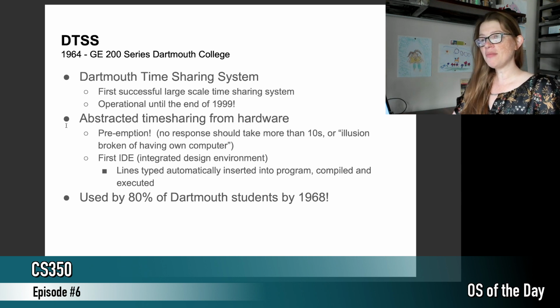When they were dealing with preemption, they wanted to make sure that any user sitting down at the computer would never have to wait more than 10 seconds for whatever request they had asked to be completed. Now, from a modern standpoint, 10 seconds is a really long period of time, but it's 1964, and 10 seconds is nothing, so they weren't too concerned about that.